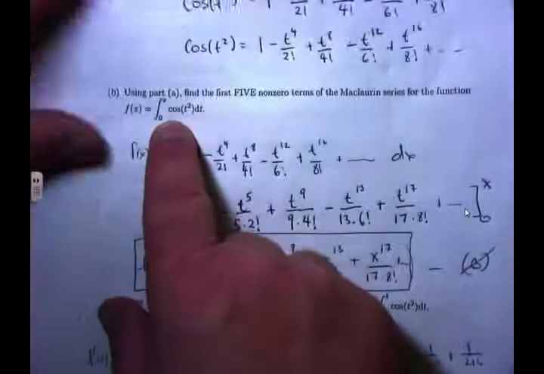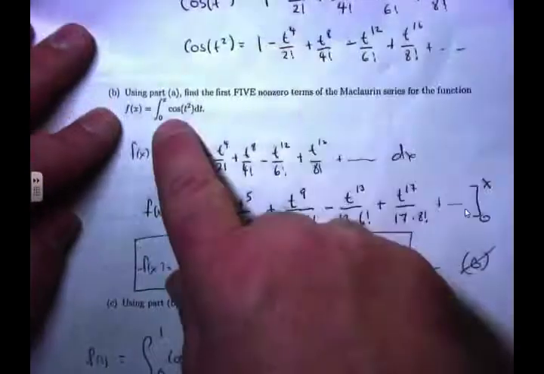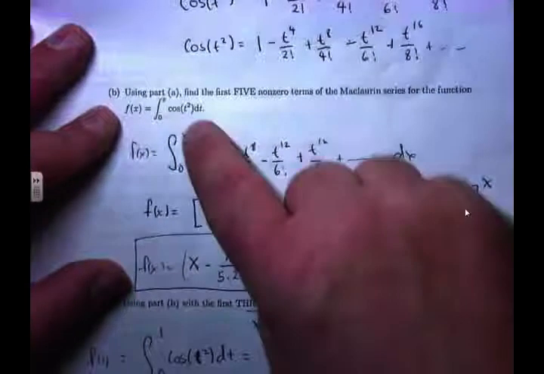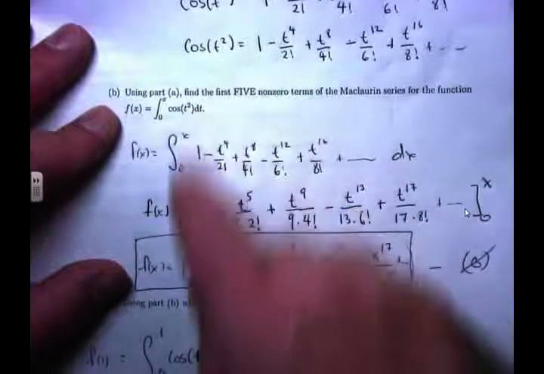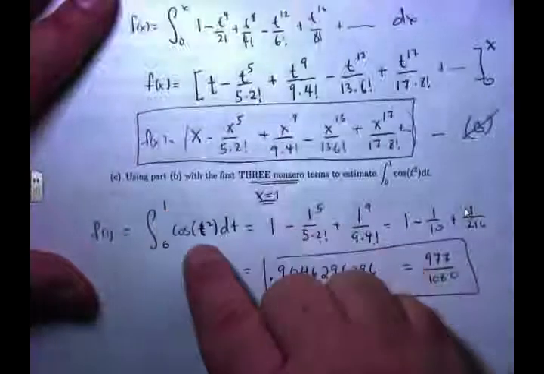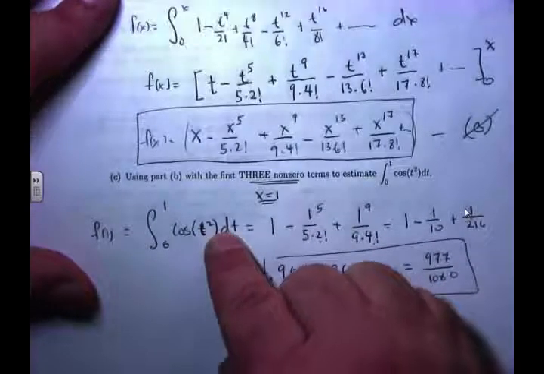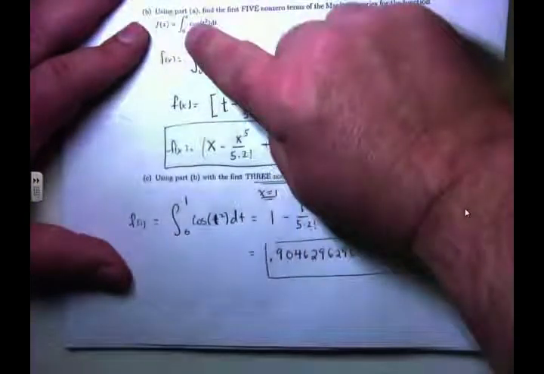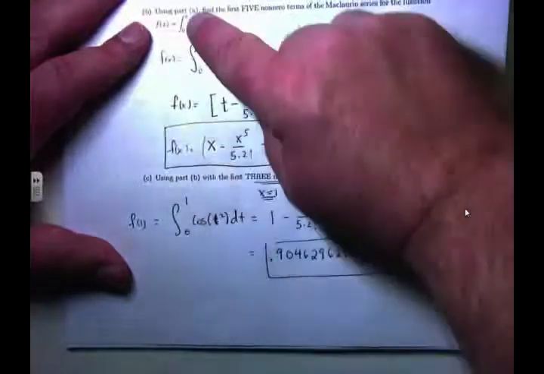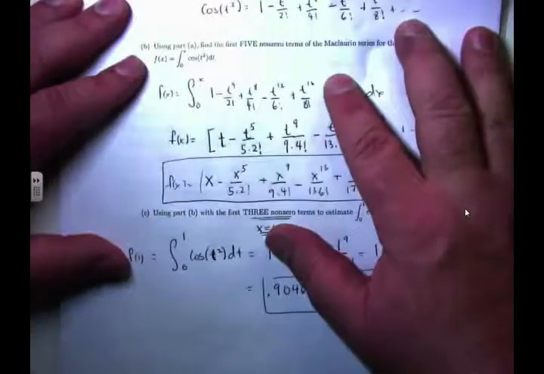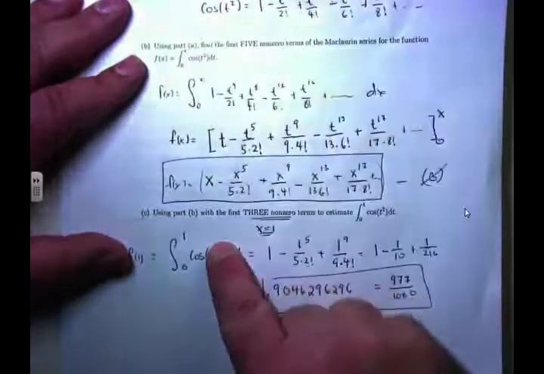Look at part B. We found the function by integrating the cosine of t squared, the integral from 0 to x of cosine of t squared dt. The question, though, is, what's the integral from 0 to 1 of the cosine of t squared dt? So the comparison between the two is this: this is between 0 and x, and this is between 0 and 1. So x had to be 1.